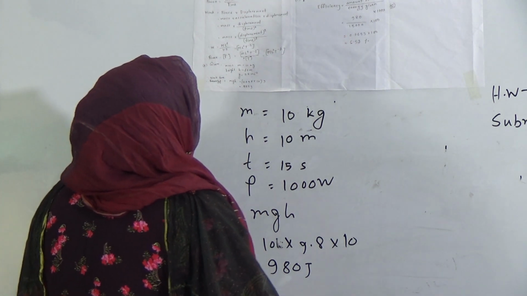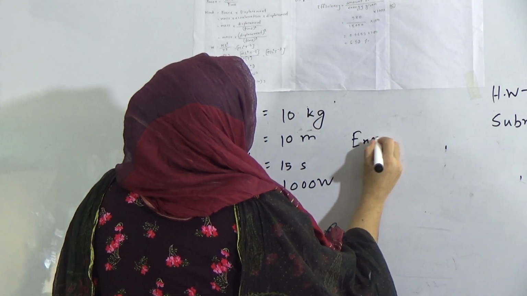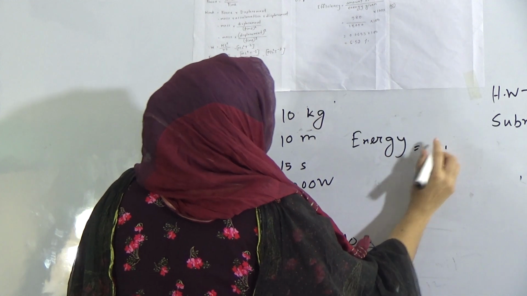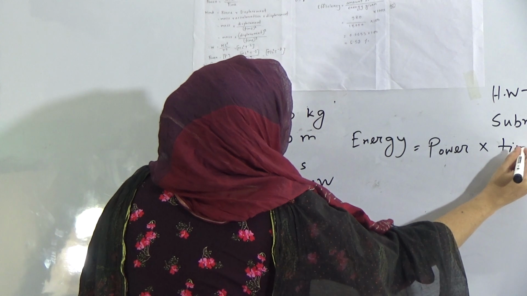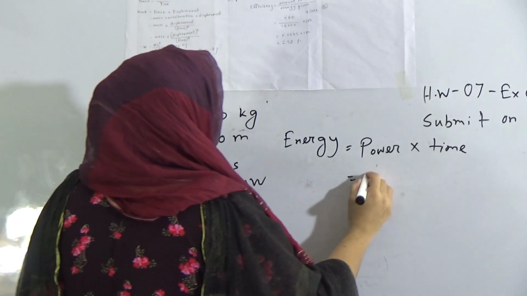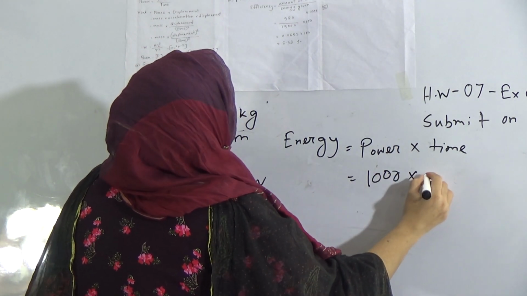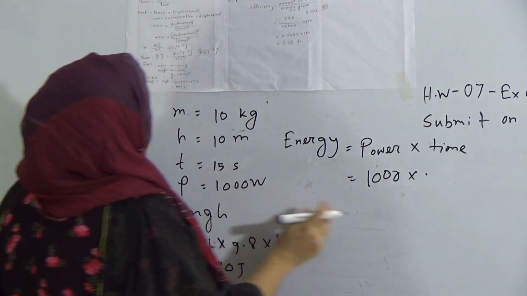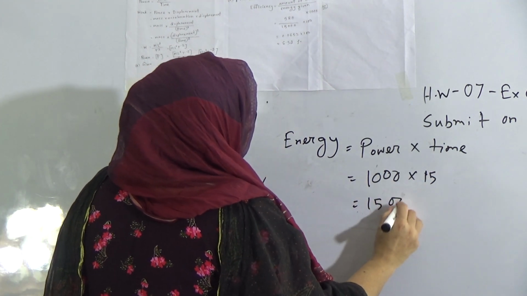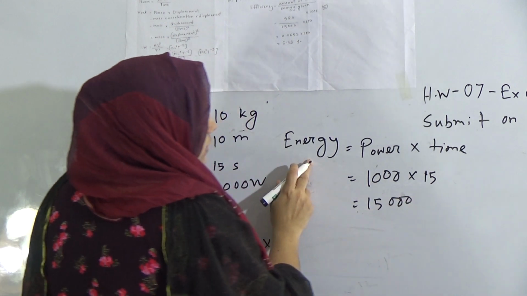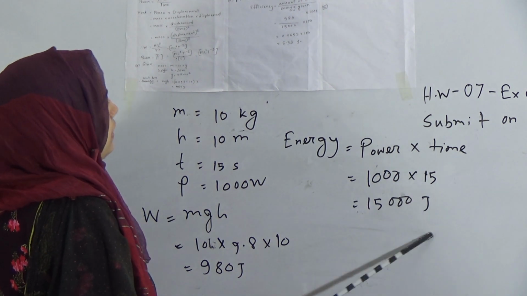So now we will find out the energy given. What is energy given? Energy equals power into time. This is the formula of energy. Here the given power is 1000 watt into time, also given, 15 second. So 1000 into 15 equals 15,000. The unit of energy is joule. So energy is 15,000 joule.